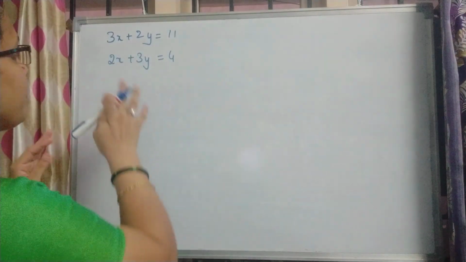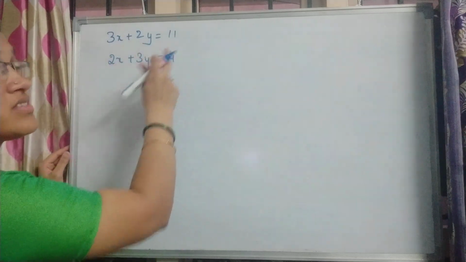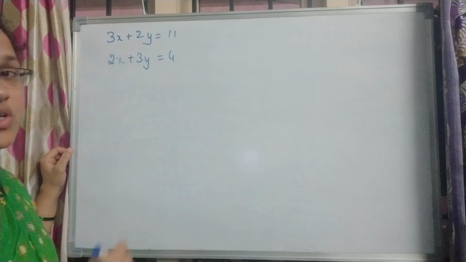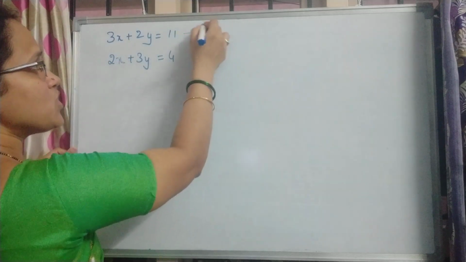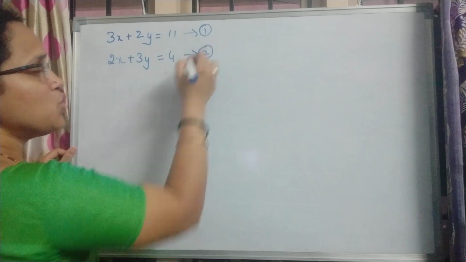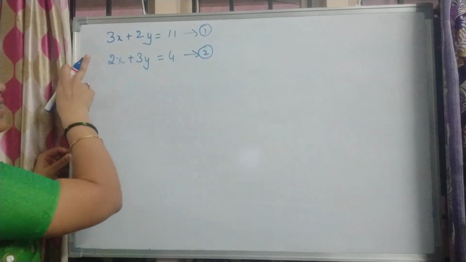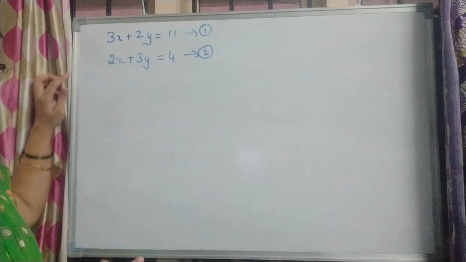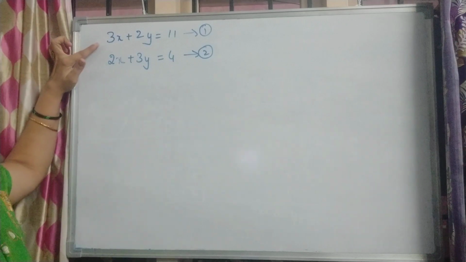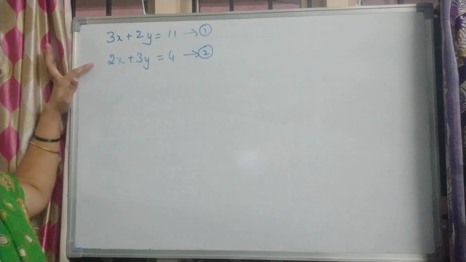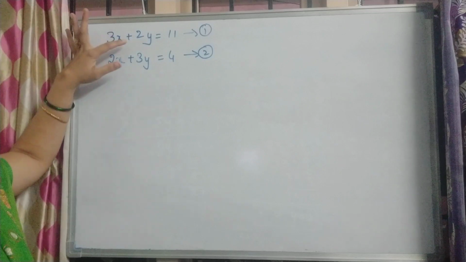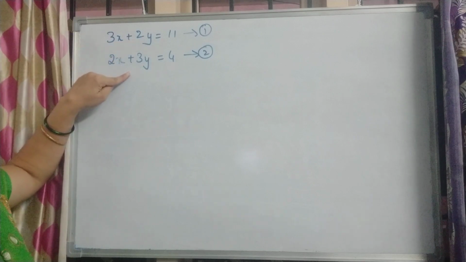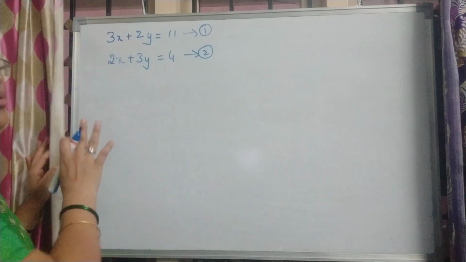So see, we are given two equations here. 3x plus 2y is equal to 1, and the other one is 2x plus 3y is equal to 4. Let this be equation 1 and let this be equation 2. Here you can observe that the coefficients of x are different. For the first equation the coefficient of x is 3 and for the second equation the coefficient of x is 2. For the first equation the coefficient of y is 2 and for the second equation the coefficient of y is 3.